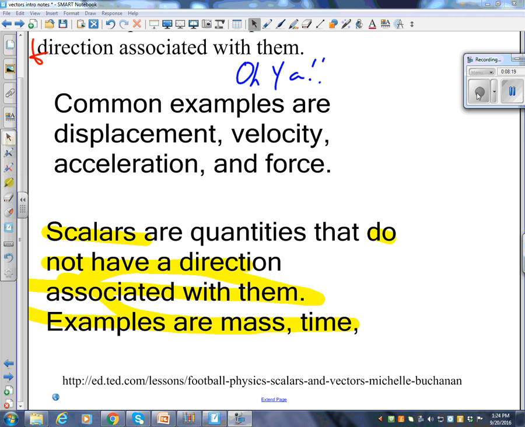Okay, so the point is that vectors are there in sports. Vectors also are huge in computer graphics.